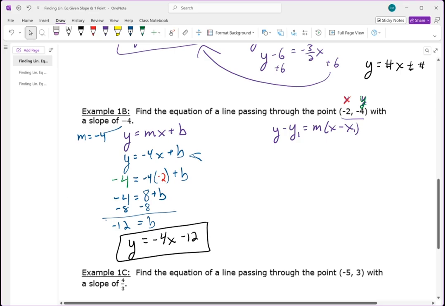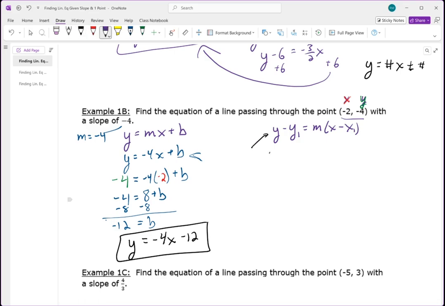So in some cases, a lot of people say, well, this is a little bit easier because I'm going to plug in my y1. You can just call this y1 and this x1. I'm going to plug my y1 into this formula. So I'm going to plug in -4 right here. And for my m, I'm going to plug in -4.